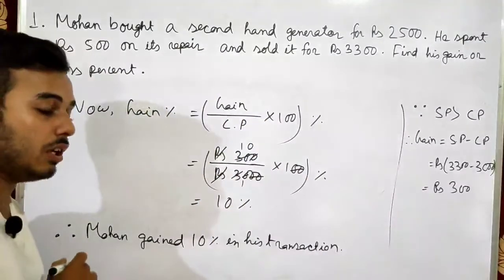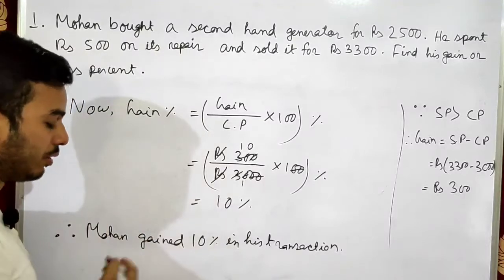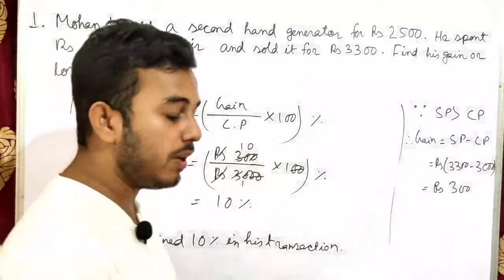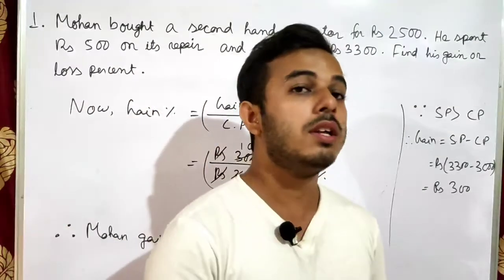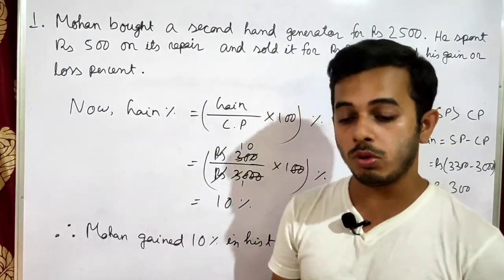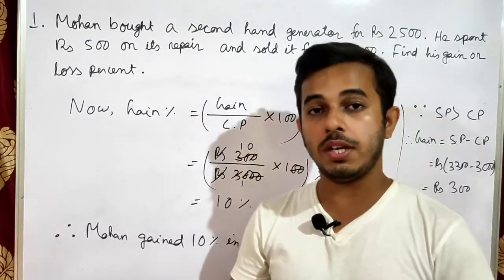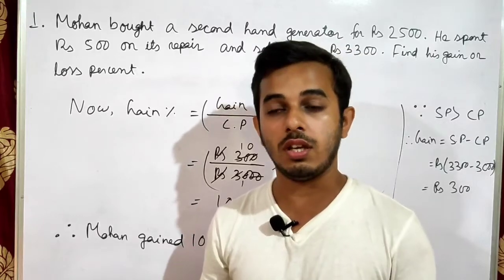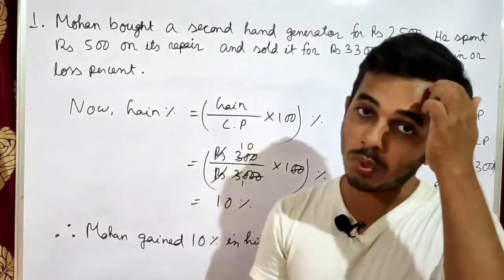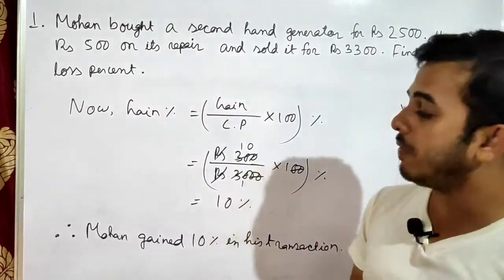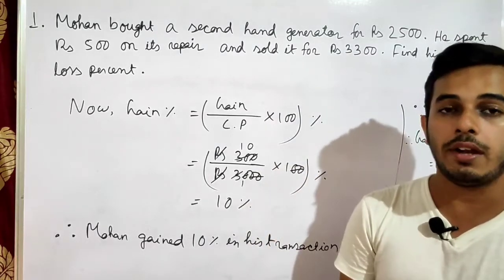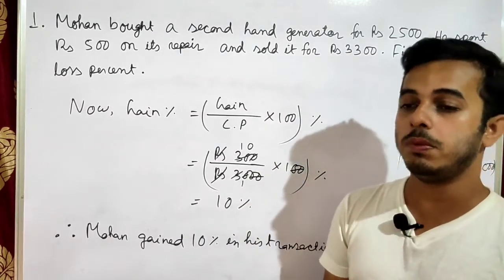So I hope this is clear to you how we have found the gain percent here. First, we have to know whether the transaction is a gain or a loss. So for knowing whether the transaction is a gain or loss, we first find out CP and SP, okay.